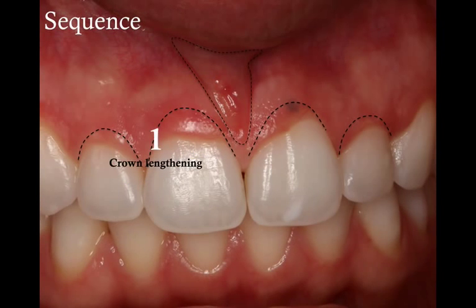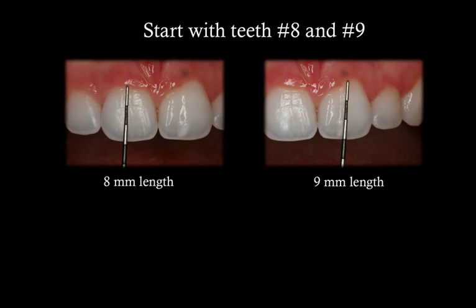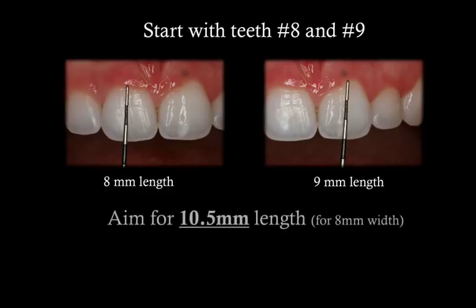So the sequence definitely is to start with the crown lengthening, because that's really the patient's main concern. Number 2, I'll see how we can handle the lesion at the same time. That would be ideal. And only then I'll start with the frenectomy, taking great caution not to perforate the flap. So we start with teeth number 8 and 9.